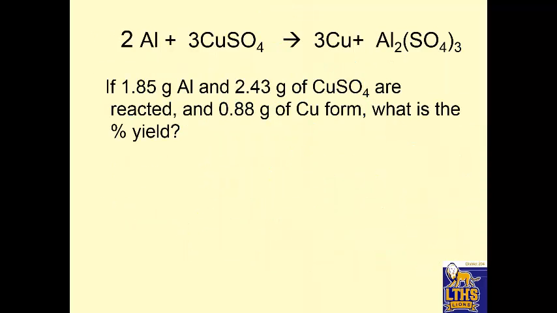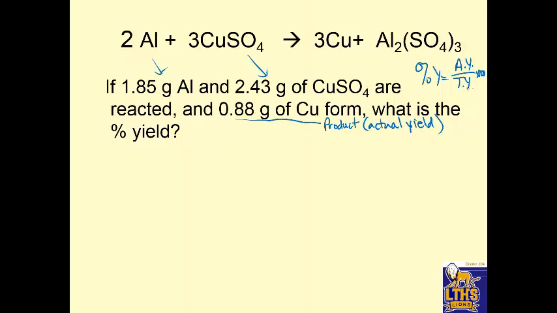Hey, look, it's another problem. You betcha it is. All right, again, 1.8 grams of aluminum, 2.43 grams of copper sulfate are reacted, and 0.8 grams of copper form. This is product. So if that's what forms, then it's an actual yield. So it says, what is the percent yield? Okay, so percent yield equals actual yield over theoretical yield, times 100. All right, actual we already have, so theoretical we have to get.